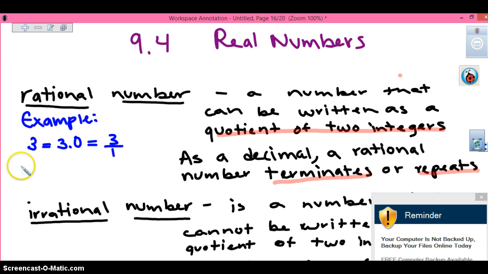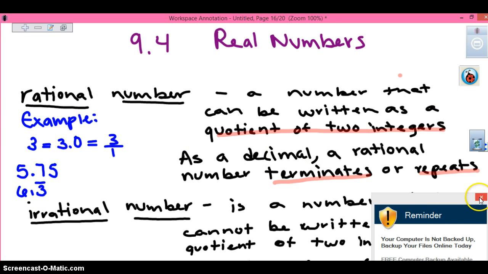Another example would be the number 5.75. Is this a terminating or a repeating decimal? Terminating decimal. It stops at 0.75, 5.75. So this is a rational number. Let's say we have 6.3 repeating. So this is 6 repeating 3. This is a repeating decimal. It is also a rational number.